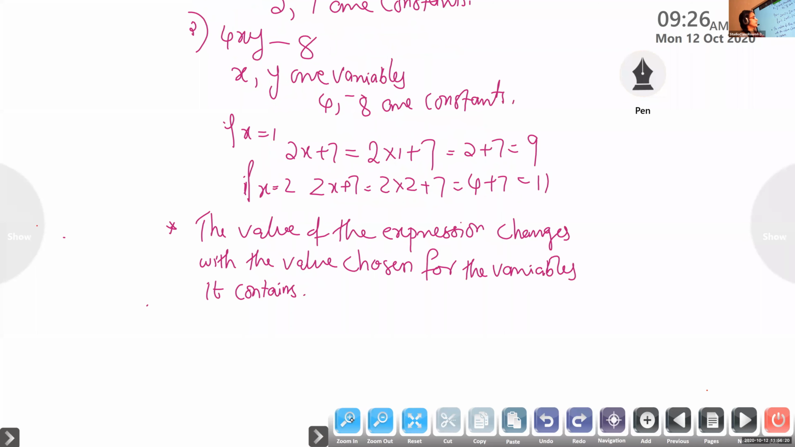Read the second point, Nikila. The value of the expression changes with the value chosen for the variables it contains. Okay. So, have all of you understood these two points?